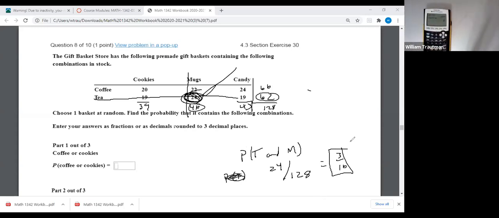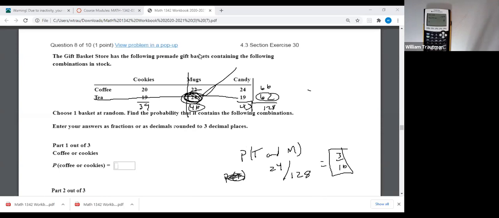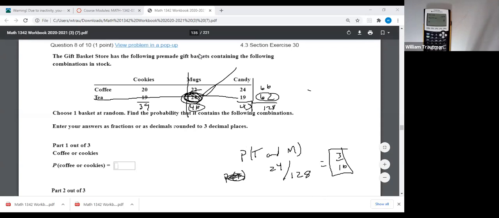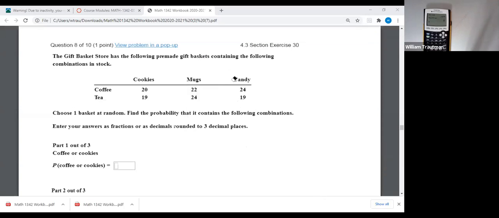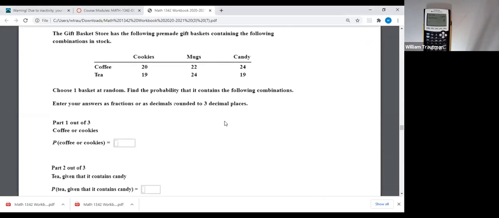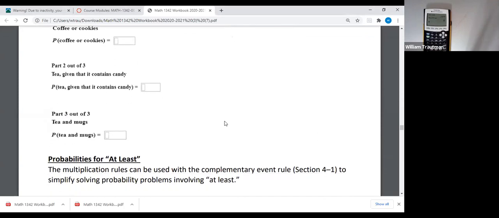So that was part 3 of that problem. Each one of these is a different problem. Question 1 was or, where you add the two together. Question 2 was given, where you only circle the given part and then only look at that. And then the third question was and, where and is intersection. Where do the two collide? Where do they intersect?